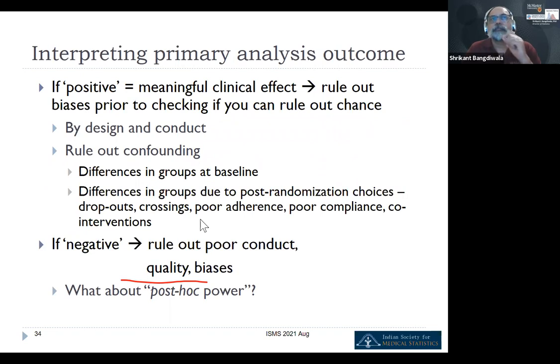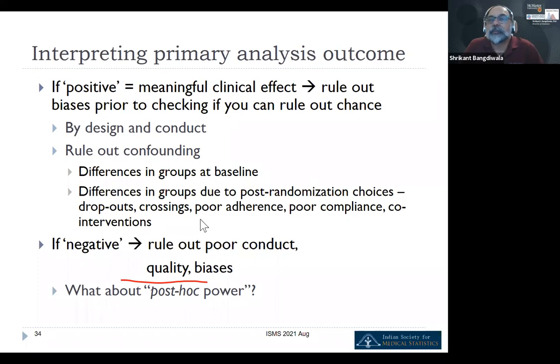But we have some complications in interpreting the primary analysis outcome. What happens if we get a negative result? If we get a negative result, we should still publish it, okay? We should rule out poor conduct and poor quality of the data, biases. People like to calculate post-hoc power. I'm not a big fan of that. I think power is a probability, and probabilities cannot be calculated after the fact. You calculate probabilities before the fact.